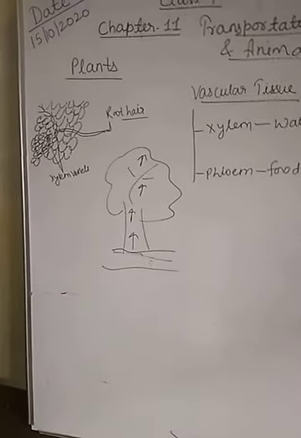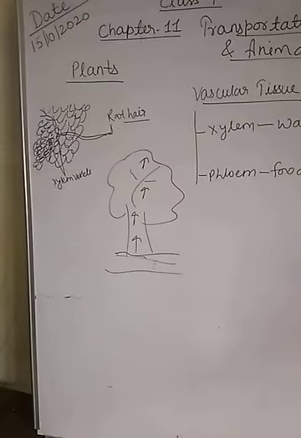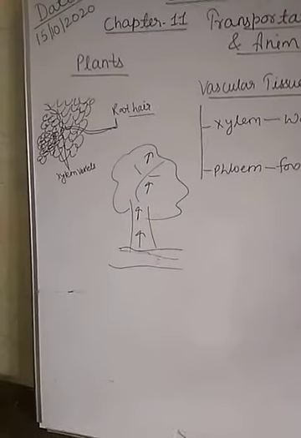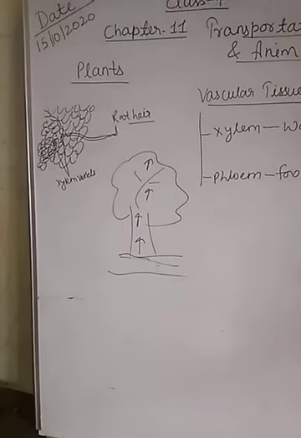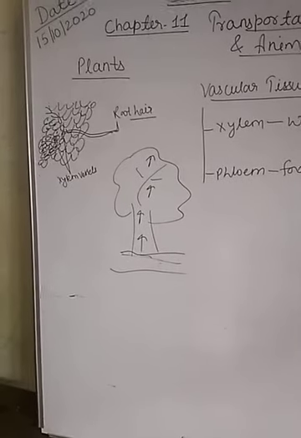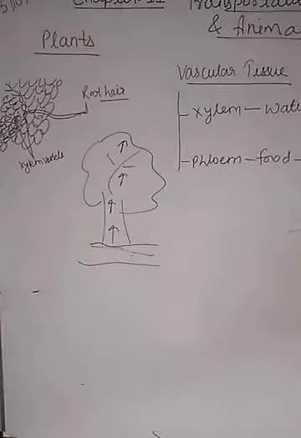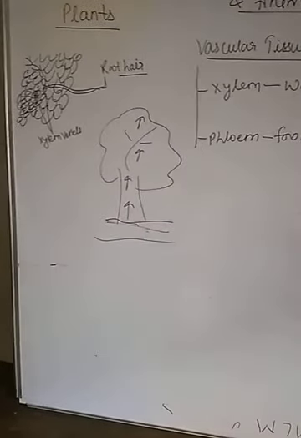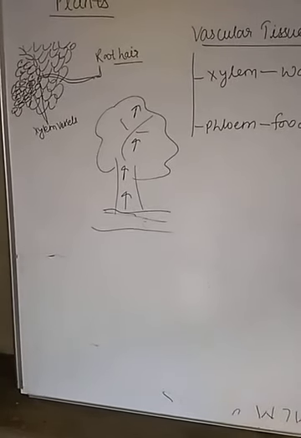You all know that plants do photosynthesis in their leaves, or certain plants do it in their stems. For that they require water, carbon dioxide gas, and minerals which are absorbed by the roots in dissolved form. They trap sunlight with the help of chlorophyll, and then they perform photosynthesis, and this prepared food is transported to different parts of the plant for their growth.